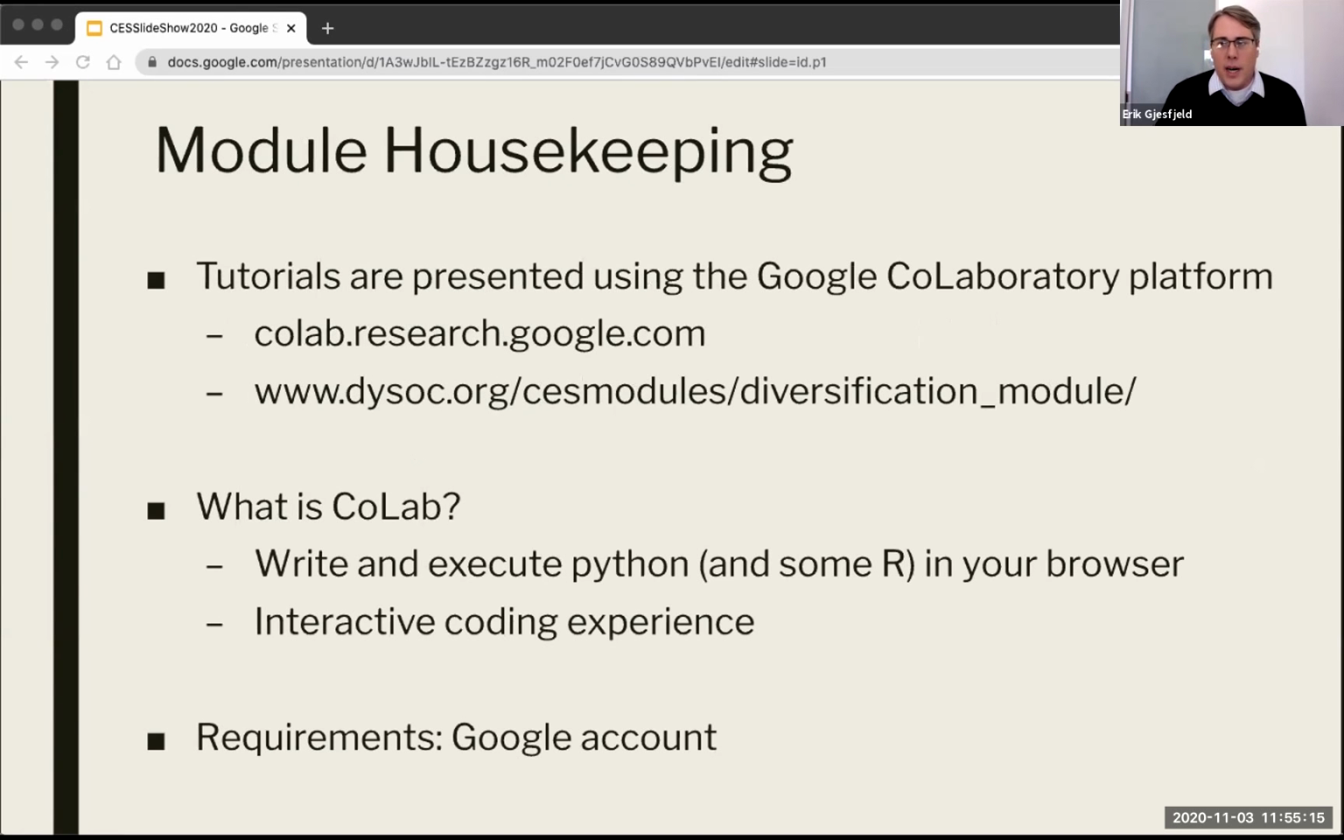Just a quick note on the modules themselves. When you look at them on the Cultural Evolution Society website, on the Dysoc website, ours are a little different in that they are presented in Google Colab. If you're not familiar with Google Colab, it's meant to combine both text and images, but also be able to write and execute Python scripts and even some R scripts that we have in there as well.